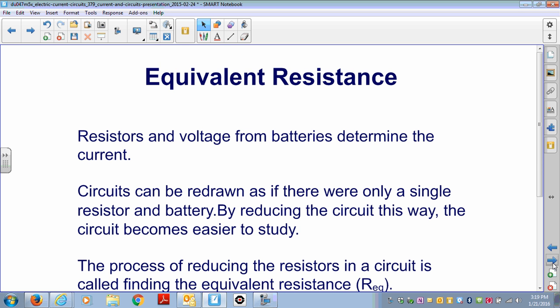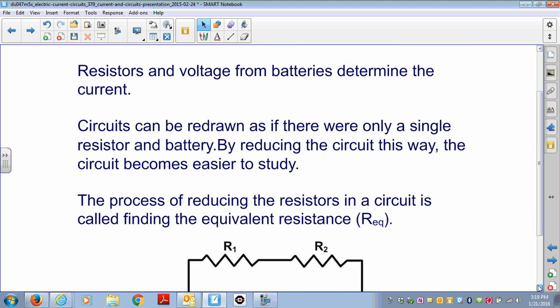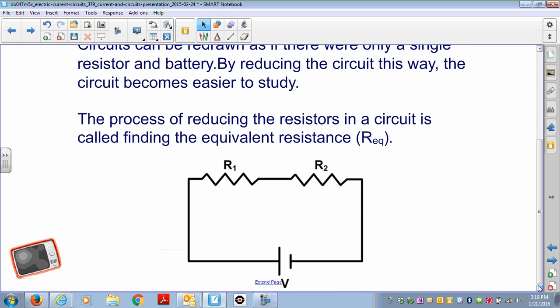Resistors and voltage from batteries determine the current. Circuits can be redrawn as if there were only a single resistor and battery. By reducing the circuit this way, the circuit becomes easier to study. The process of reducing the resistors in a circuit is called finding the equivalent resistance.